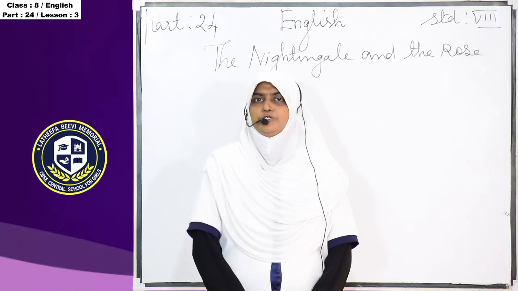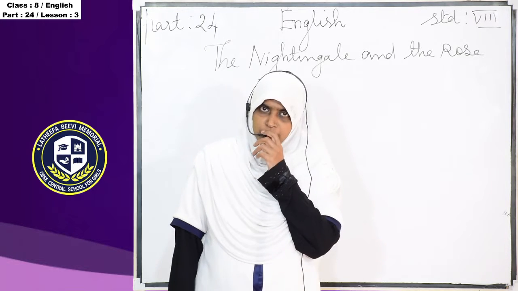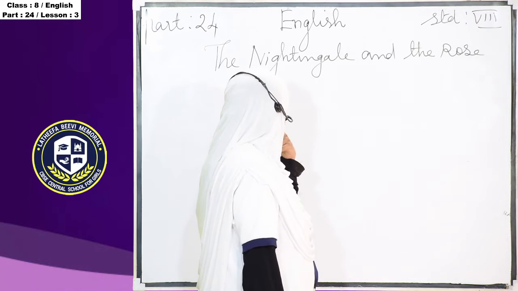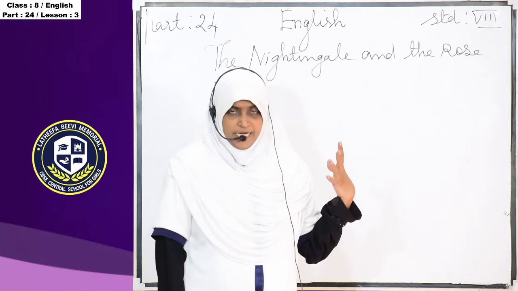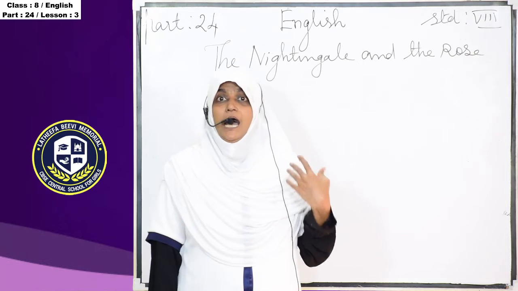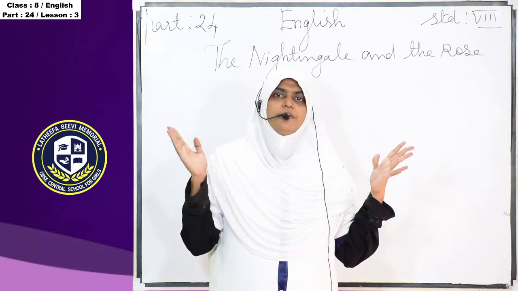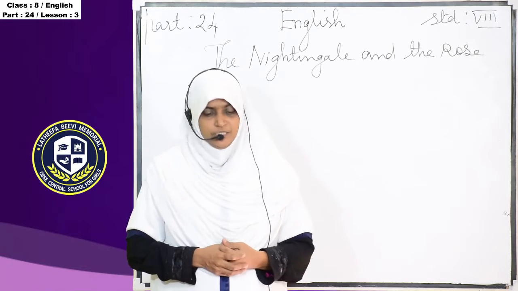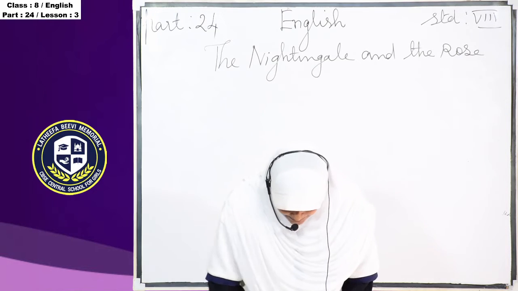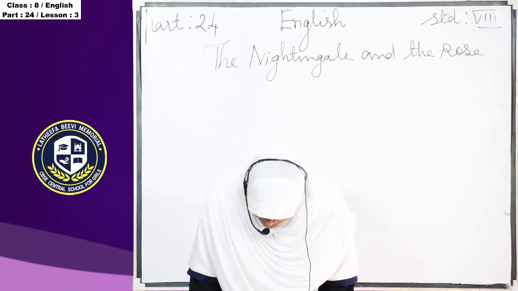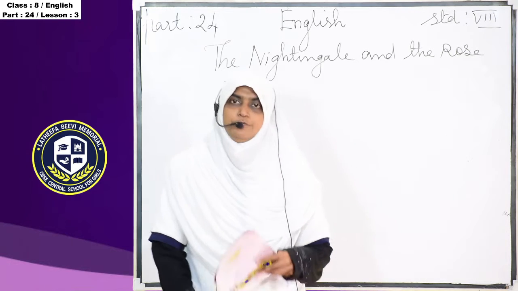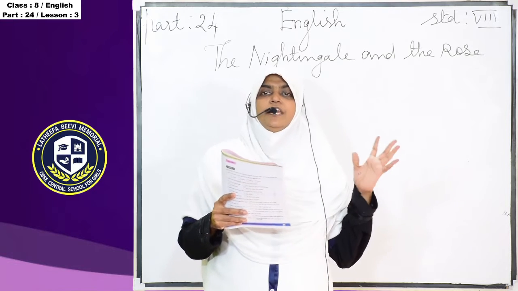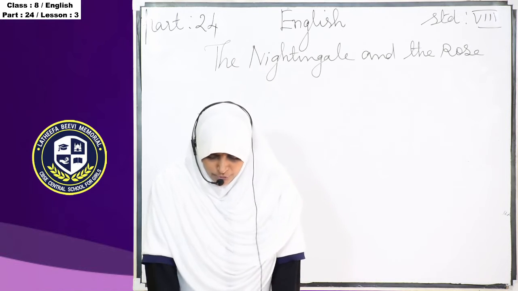Today we are going to learn the lesson The Nightingale and the Rose, written by Oscar Wilde. Already we have started this lesson. We are all enjoying the story, isn't it? What is the lesson? Page number is 144. Very interesting story. Do you remember the story?